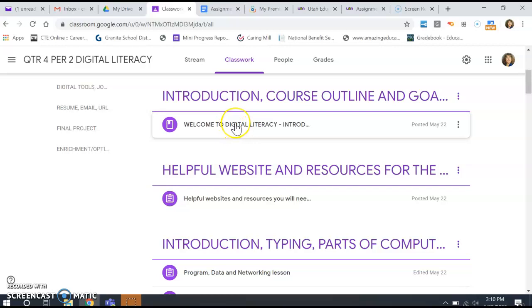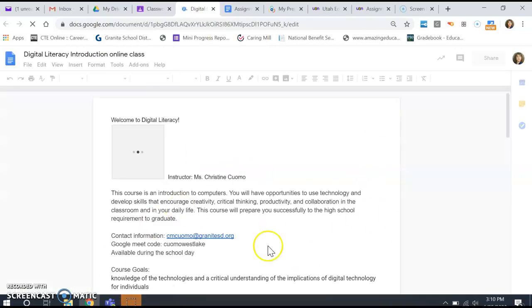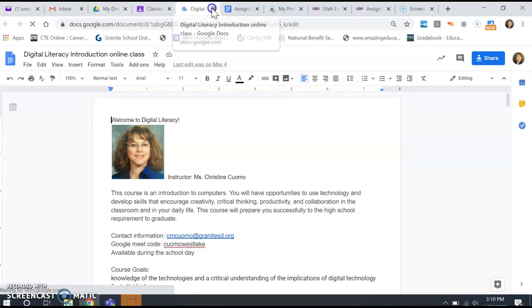And I put in there about myself. So I'll open it real quick. It has a picture of me and talks about course goals, and I only teach one class. So I put that on there.